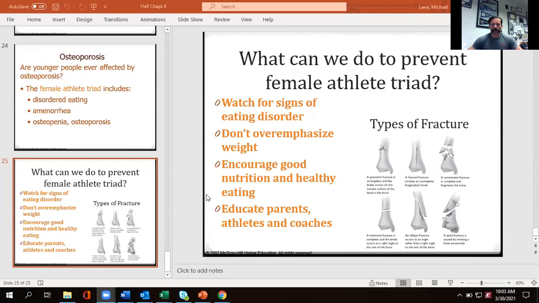So this is an important thing to keep in mind, with not just talking to your athletes, but talking to the parents of those athletes and the coaches, about how to have a good relationship with food, how to have a good relationship with your body, to not just get down on yourself because you don't look like XYZ person.